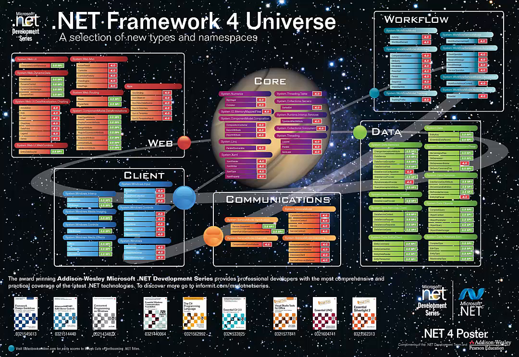And then on the outer edges of this diagram, you'll see things such as web and data, workflows, communication, and client. And these are touching on those different aspects of the framework that can work together, but they each kind of serve a unique purpose. So things in the web space are traditionally for ASP.NET development, for web-based development, but there are some overlaps and there are pieces of functionality that can be used even in command line applications.